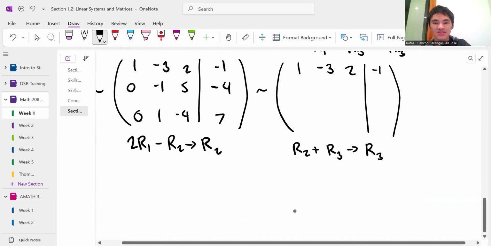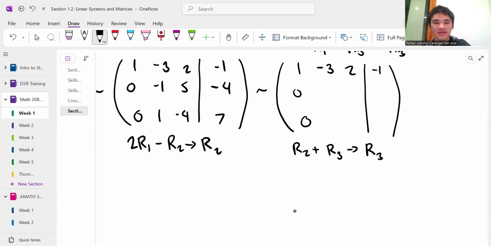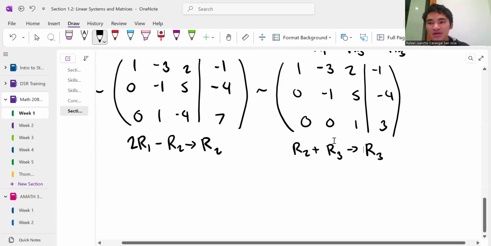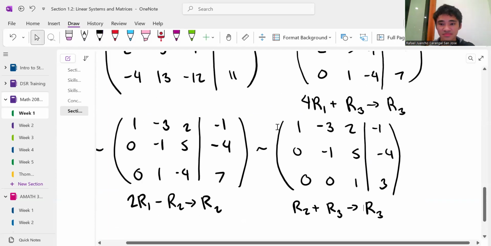So this is going to be 0 plus 0, 0. Negative 1 plus 1 is 0. Actually, I'm going to keep this. 5 minus 4 is 1. Negative 4 plus 7 is 3. And there we have it. We have it in row echelon form.